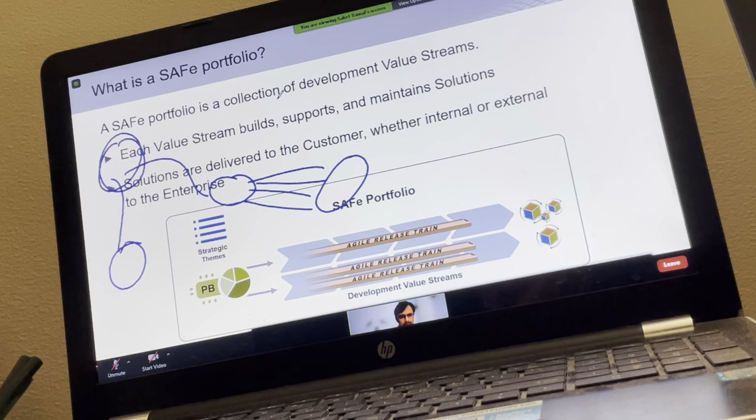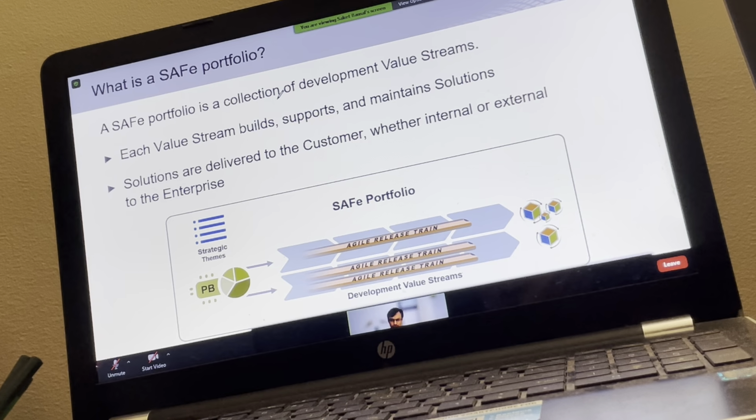Similarly, there could be another portfolio which is taking care of another set of teams and applications. So that's a SAFe portfolio. In simple words, it's a development group. Yeah, a big development group which has group owners who take care of that group's alignment, productivity, and profitability. That's a SAFe portfolio.